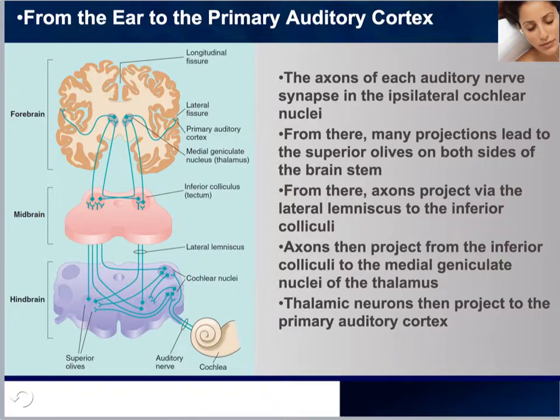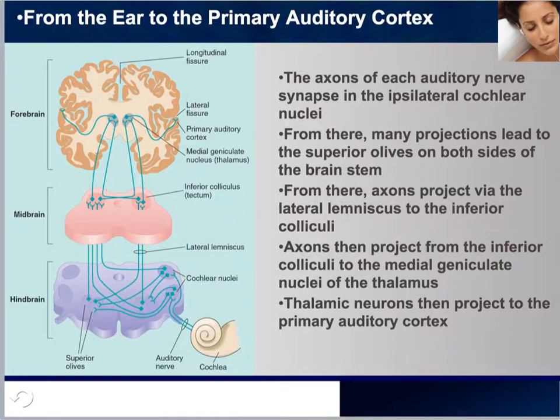Now notice that the signals from each ear are combined at a very low level in the superior olives, and then they're transmitted to both ipsilateral and contralateral auditory cortex. You may remember that ipsilateral basically means it stays on the same side. Contralateral means that it crosses over to the other side.